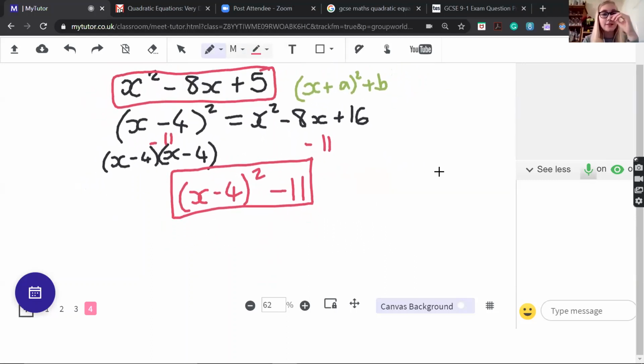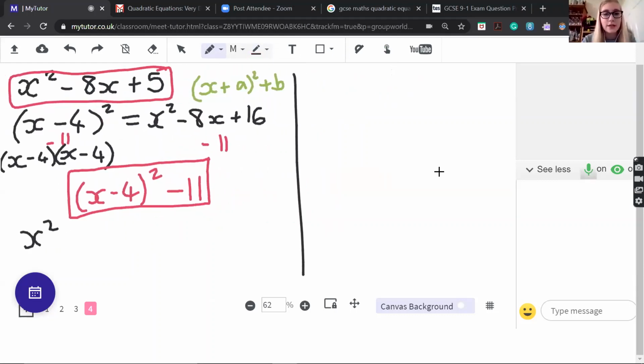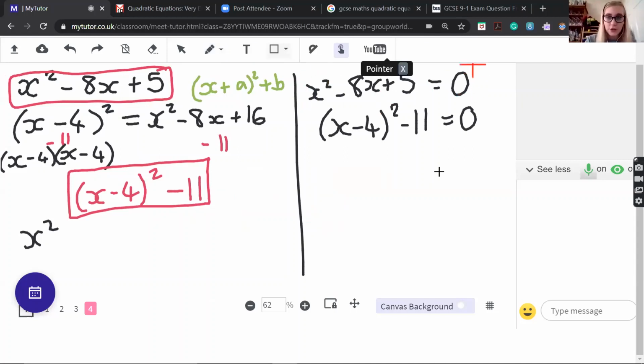So let's say that our question had been, I'll do it to the side actually, let's say that our question had been x squared minus 8x plus 5 equals 0. We want to factorize that. We can't. We've completed the square. x minus 4 all squared minus 11 equals 0. Now, we can't solve this straight away without doing anything to it because we've got x's in 2 places.